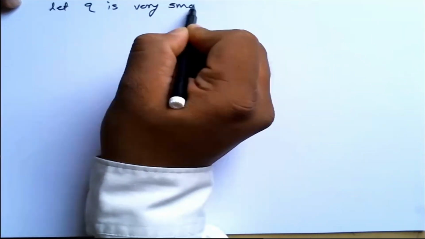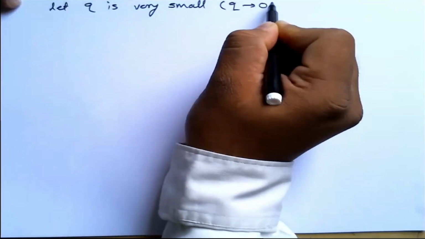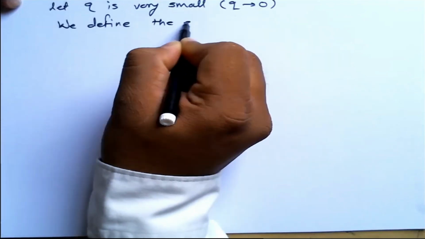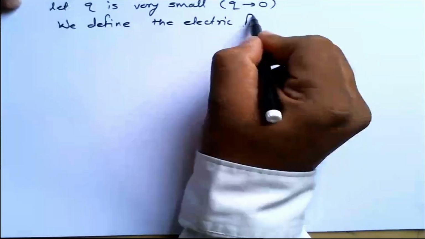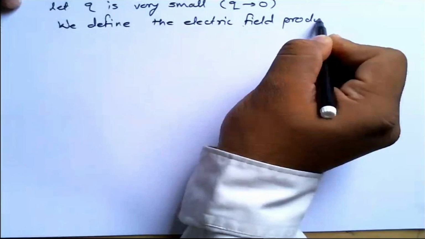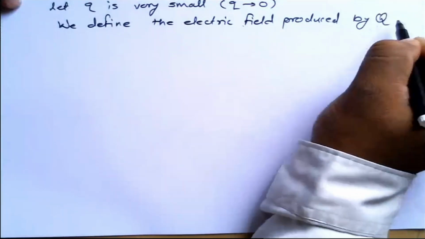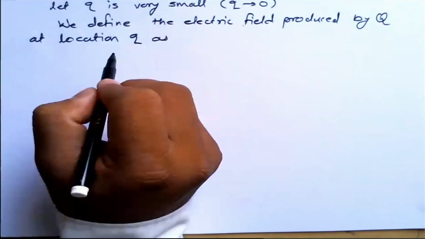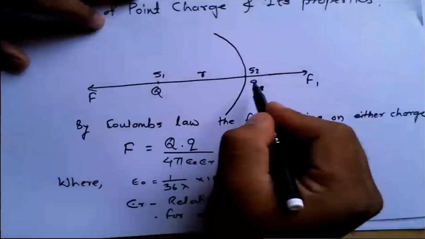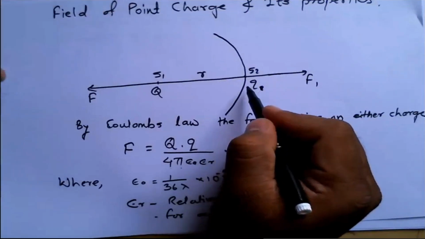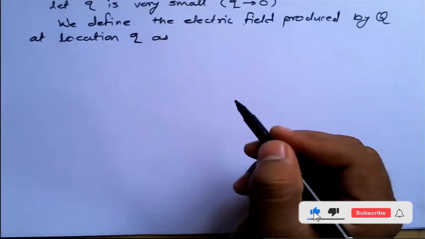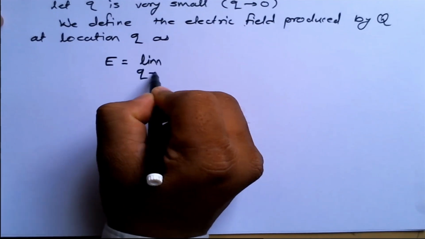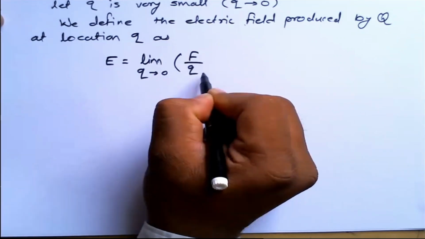q is very small, that is q tends to 0. So we can define the electric field produced by Q at location small q. The electric field due to the charge Q at this location is what we are going to calculate, and it can be calculated by E is equal to limit q tends to 0, this force divided by small q.